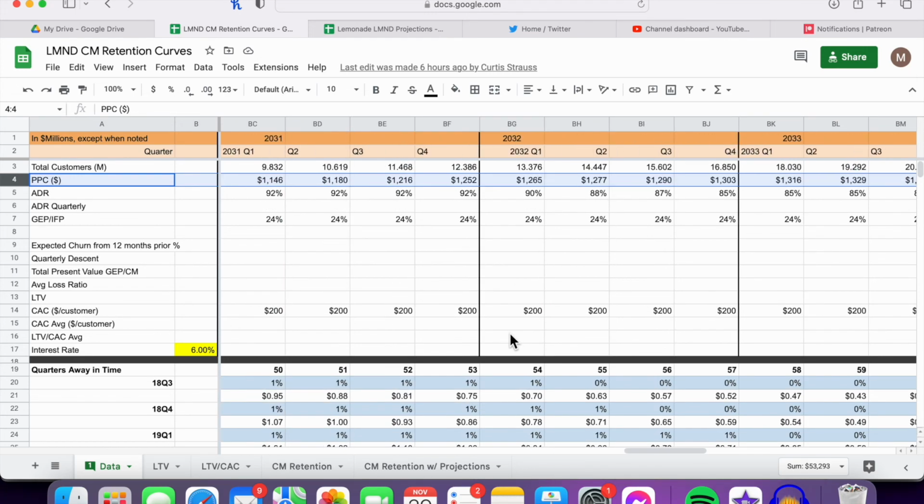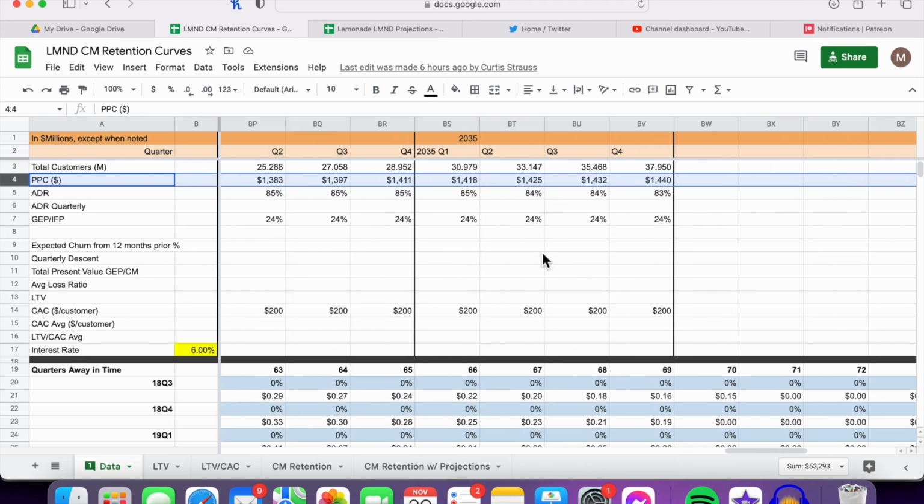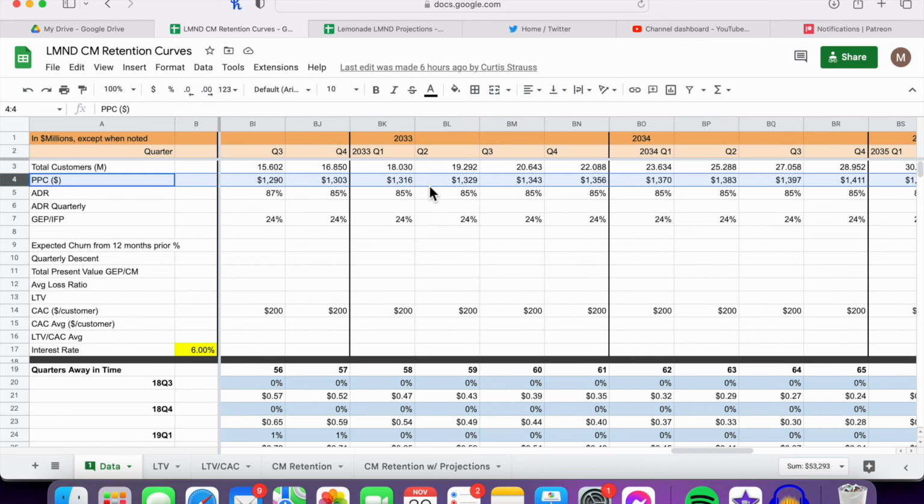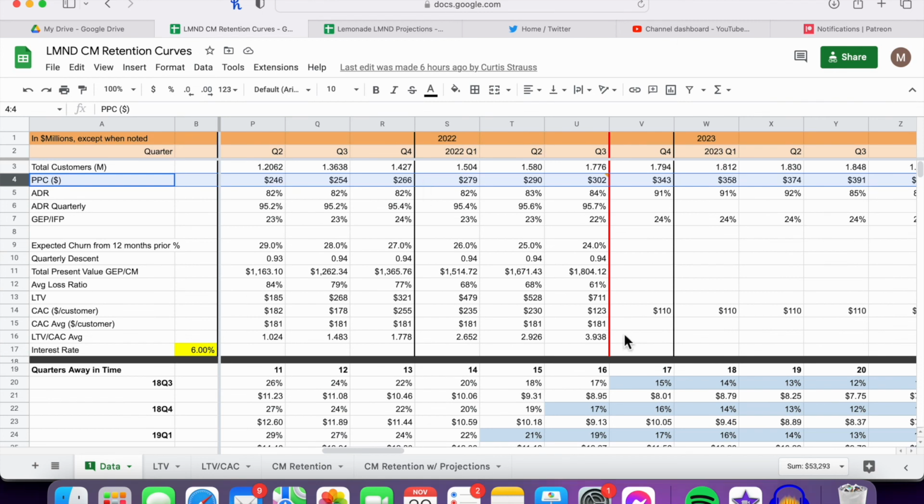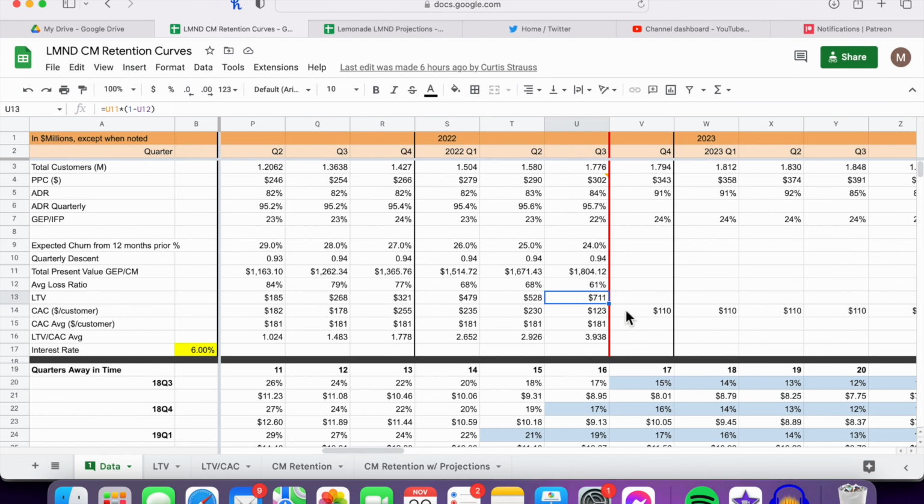So if you increase this, if you think premium per customer, actually they're going to really concentrate in the US, and they're going to be at $2,000, $3,000 per customer by 2030, they really just grow in the markets that they're currently in, then of course your LTV is going to rise significantly for each customer cohort, especially as the premiums continue to rise in the future as we go forward in time.